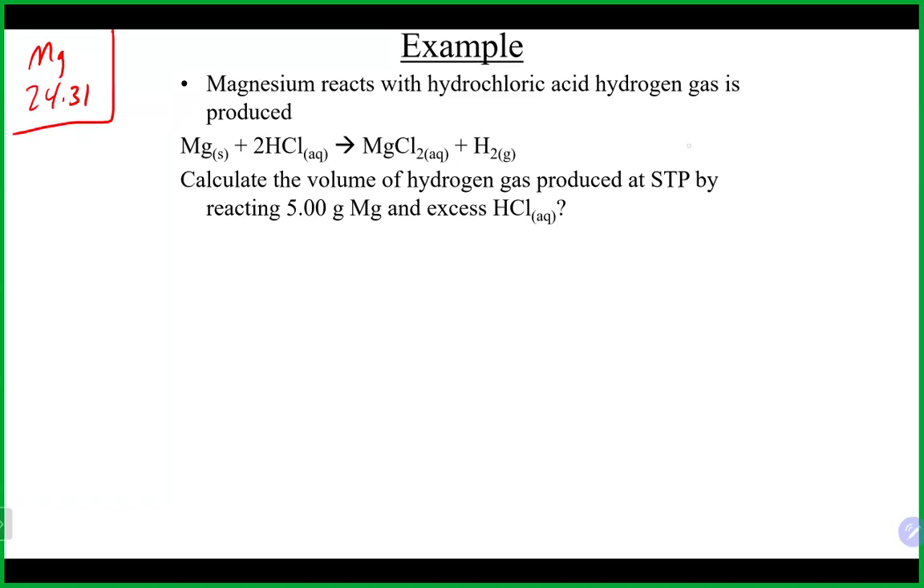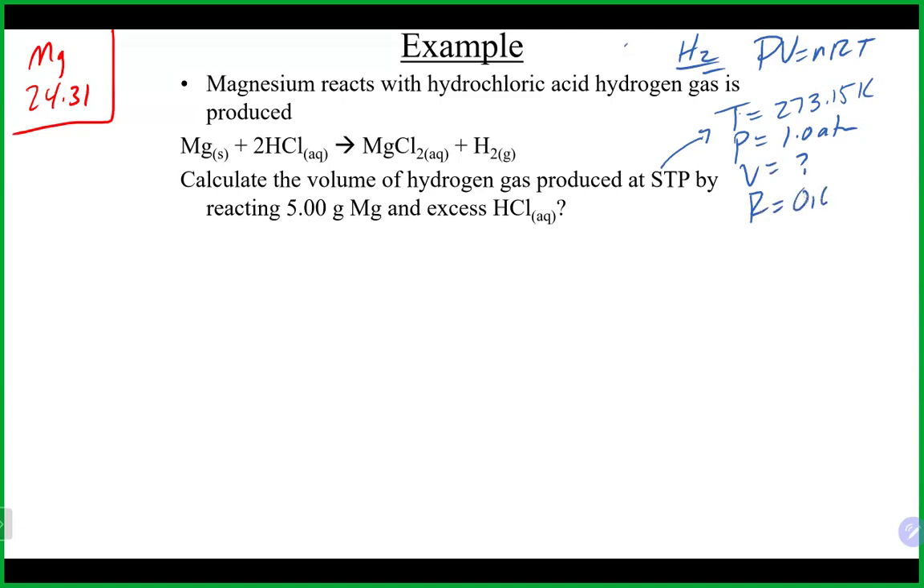Definitely got an equation. We do have STP, so a reminder that that is actually 2 values. So our temperature here would be 273.15 Kelvin. Our pressure would be 1 atmosphere. So we could think about hydrogen gas here, which is what we're interested in, and probably our PV equals nRT. We are looking for the volume here. And once again, we do have R always, so 0.08206 liter atmosphere per Kelvin mole.